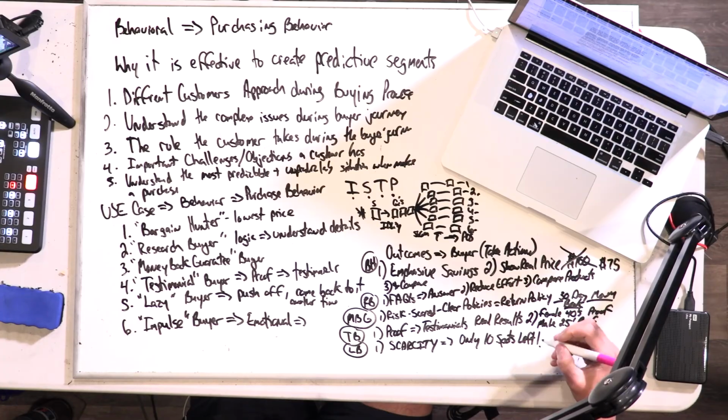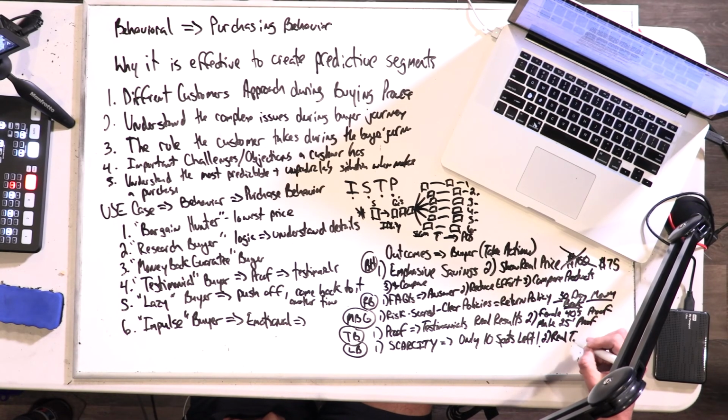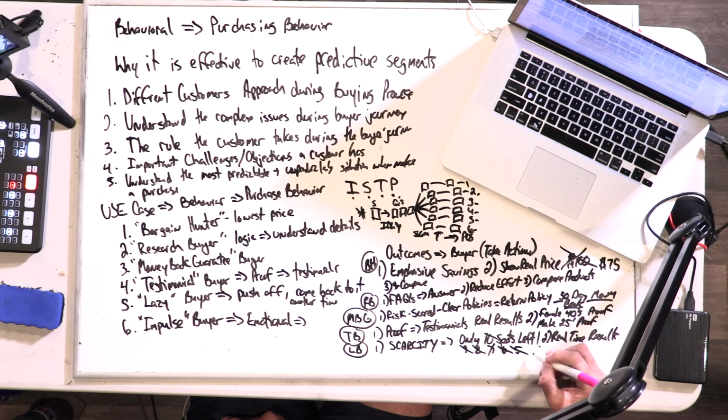And I'll tell you another thing that's really important that helps this, especially with these lazy buyers. And that is if you can have some real-time data showing up as you're doing this. If you have the ability to create some real-time results, you could see these 10 spots go down to 9, 8, 7, 6, 5 spots left, 4, right? The whole idea is once you lose, you lose.